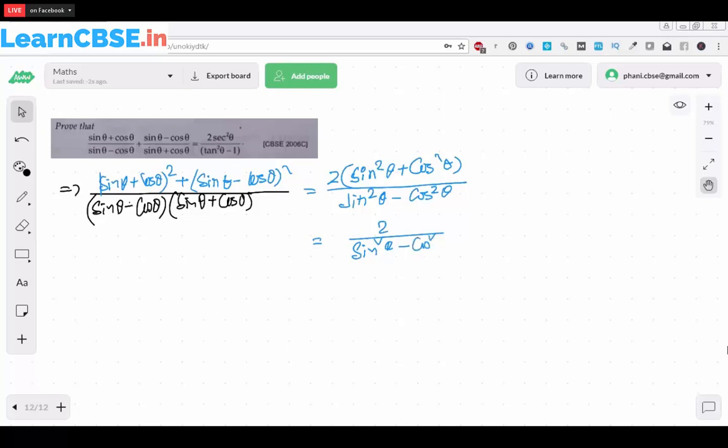Now if you look at the proof, you need to have a sec square theta in the numerator. So let's multiply a sec square theta in the numerator and in the denominator. So that means 2 sec square theta by sine square theta into sec square theta, that gives you tan square theta, and cos square theta into sec square theta, that gives you 1. So that will be the answer. That is the right hand side.